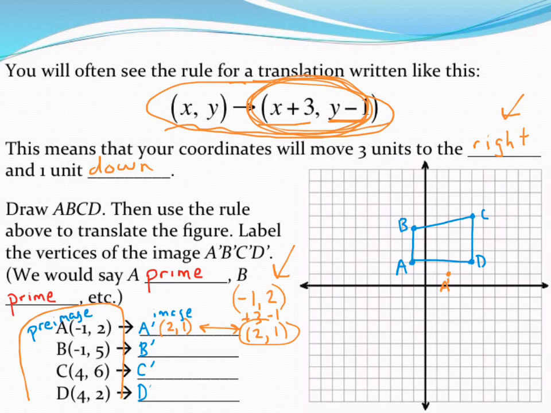What I want you to do is pause the video, find your other 3 values, either add 3 to all the x's and take 1 away from the y's, or simply shift your points using that verbal rule. So go ahead and pause the video, try that, and then I'll let the video play through real quick, and then you can check your answer against mine and see if you ended up with the same image.